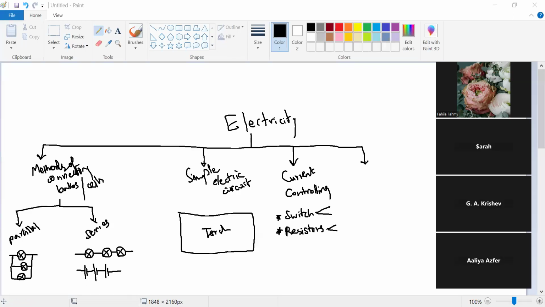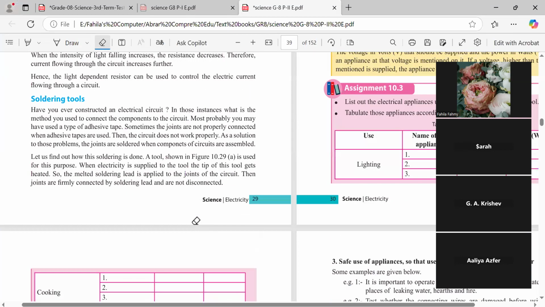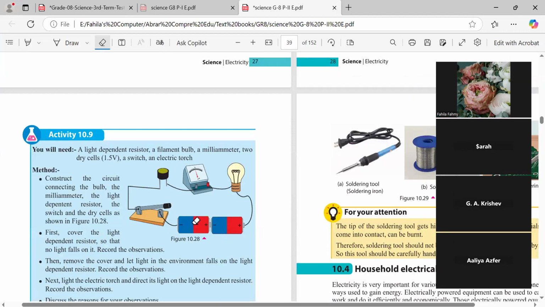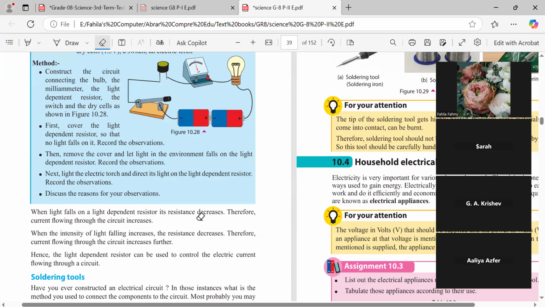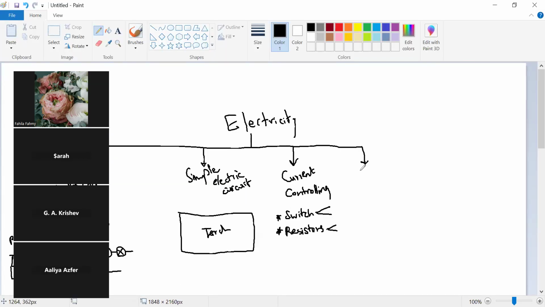So the next part is you are going to learn about the appliances, right? Let's add that to this short note as well. Household electrical appliances, right?